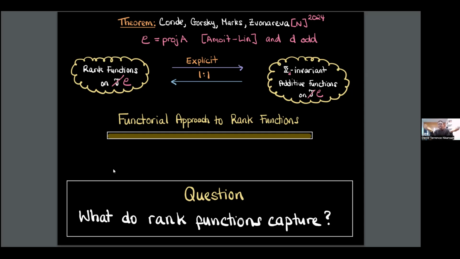Now, going from this, there are a few things I would want to think about. One, can this be generalized to arbitrary, or essentially small, D plus 2 angulated categories? And two, the questions about what rank functions capture. But these will be some future questions.